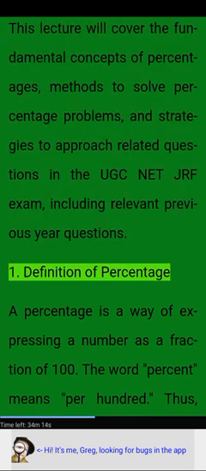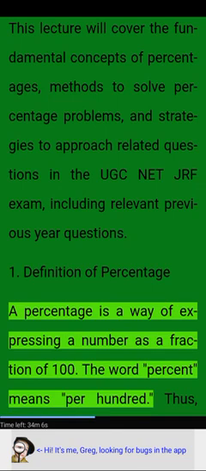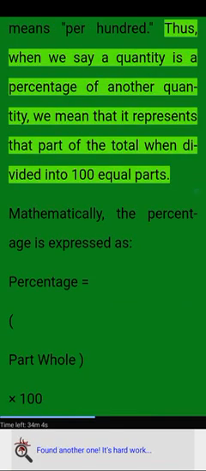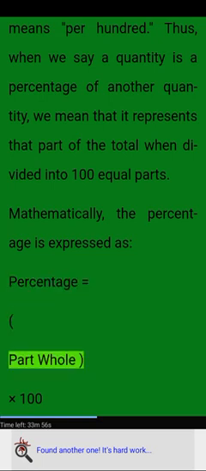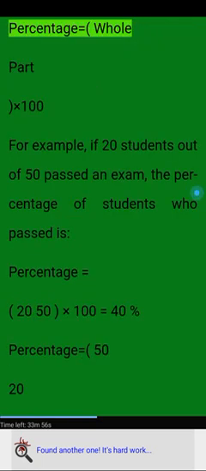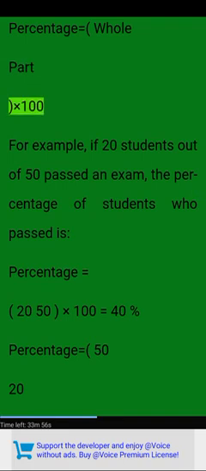1. Definition of percentage. A percentage is a way of expressing a number as a fraction of 100. The word percent means per hundred. Thus, when we say a quantity is a percentage of another quantity, we mean that it represents that part of the total when divided into 100 equal parts. Mathematically, the percentage is expressed as percentage equals part/whole times 100.